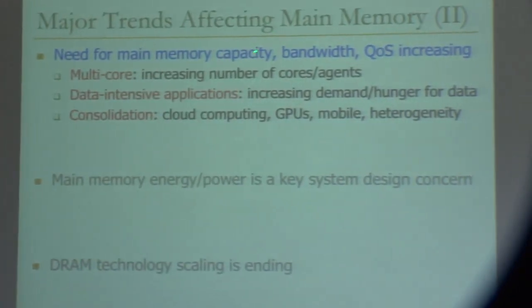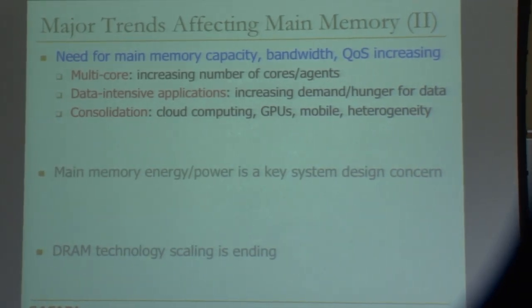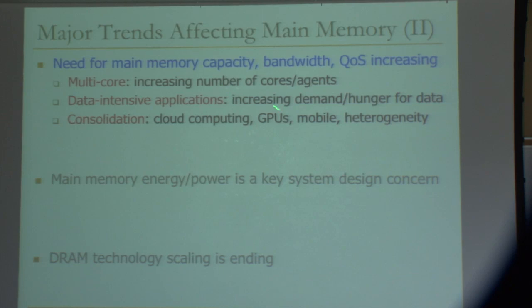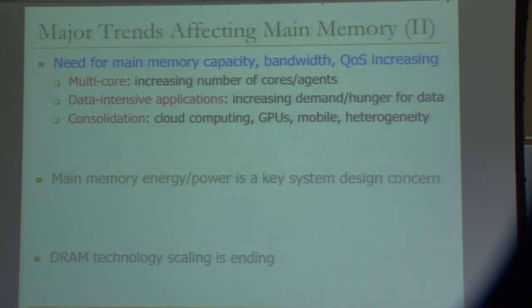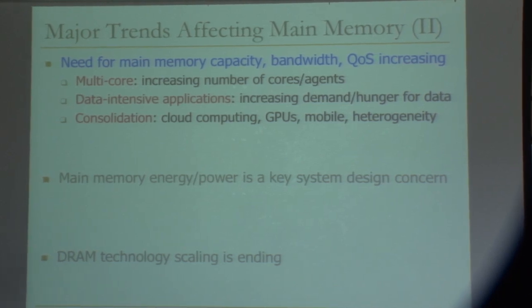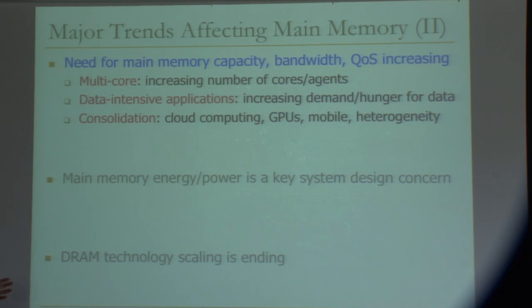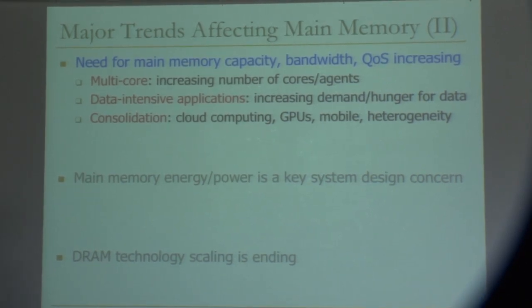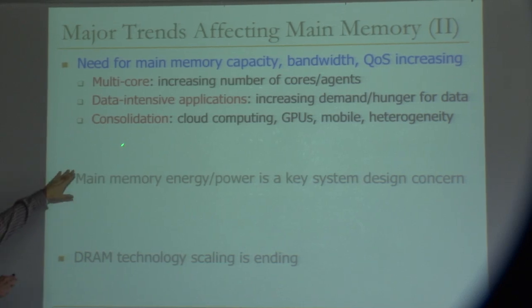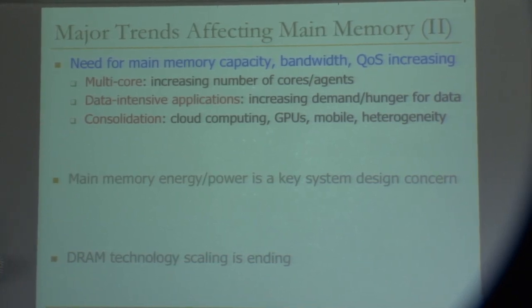Consolidation is another trend that actually leads to more requirements on capacity, bandwidth, and quality of service. Basically, to improve efficiency in all domains, cloud computing, GPUs, mobile systems, and heterogeneous systems, we would like to put more applications on chip. And this is true for data centers as well. If you have a huge data center, we would like to put more and more things in the data center, and they will share the resources. The goal is to improve efficiency, right? The goal is to improve power efficiency, area efficiency, and cost, and cooling efficiency. Because if you put more things, then you do share the resources, and hopefully your efficiency improves. So that increases the need for capacity, bandwidth, and quality of service.